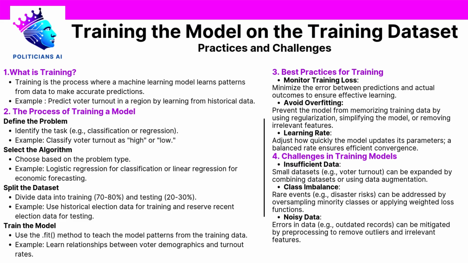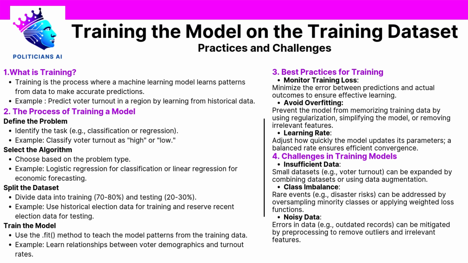Class imbalance is another challenge. In public policy, this often happens when predicting rare events, such as identifying areas at risk of severe natural disasters. For example, if only a small number of regions experience such events, the model may struggle to learn patterns for those cases and instead focus on the majority class. Techniques like oversampling the minority class by generating synthetic data for at-risk regions or undersampling the majority class can help address this imbalance.